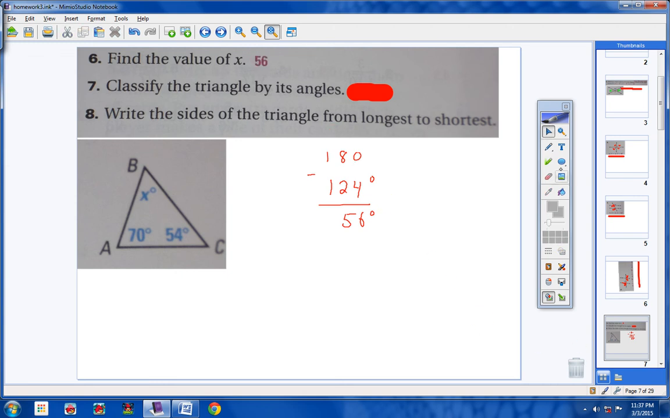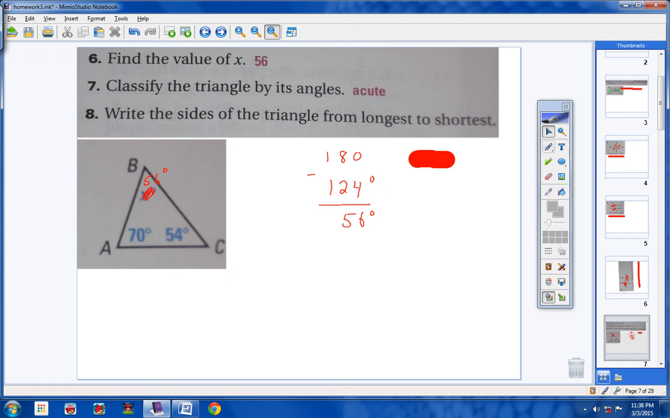Now, they want us to classify the triangle by its angles. That's what number 7 says, okay? So all three angles are acute angles. All three angles are acute. They're smaller than 90. So this is an acute triangle, all right?